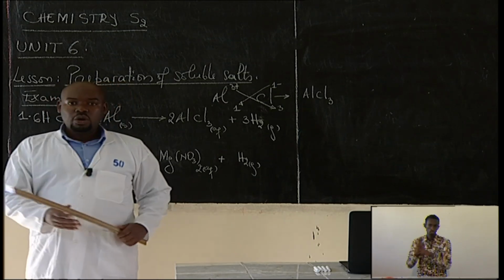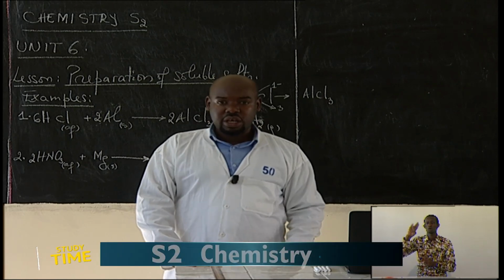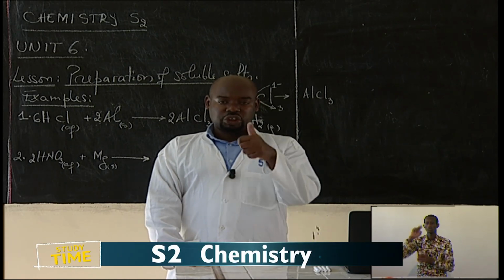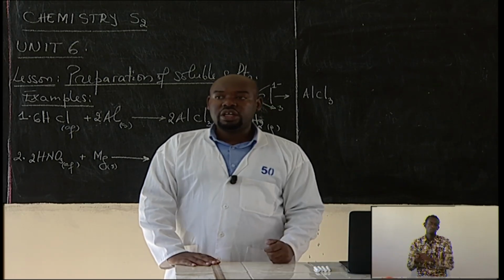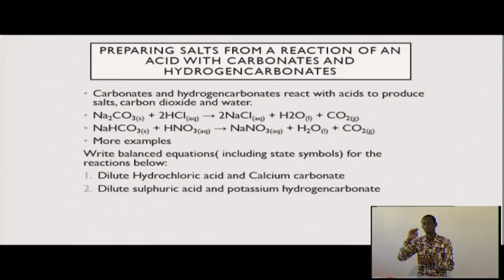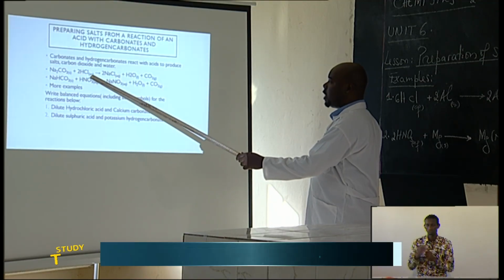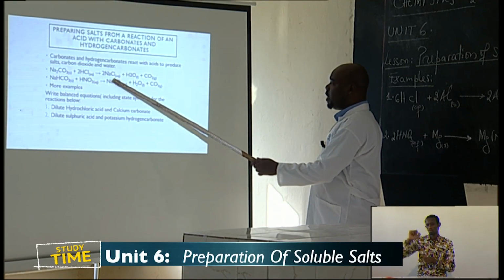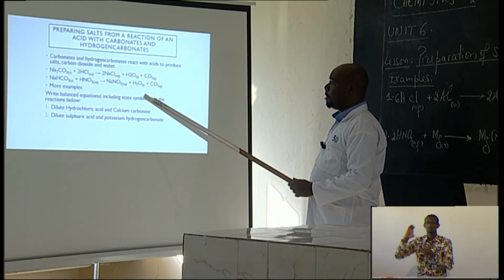And every time you take a carbonate or a hydrogen carbonate and react it with a dilute acid, you produce a salt, that is the first product. You produce carbon dioxide, and the other product is water. So we always produce salt, carbon dioxide, and water. As we can see in the 2 examples, sodium carbonate reacting with hydrochloric acid, we produce sodium chloride plus water plus carbon dioxide.